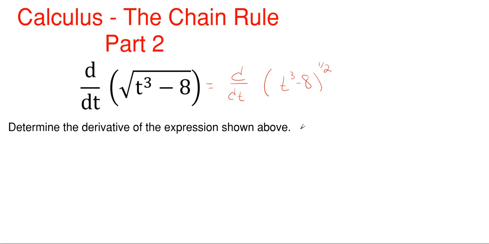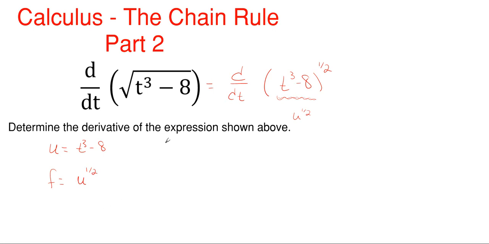So now I'm going to use the chain rule. In order to use the chain rule, I have to set up two variables. So I'm going to set up a u variable and an f variable here. U will be everything inside of my power, so that will be t cubed minus 8. And then my f is essentially everything else in terms of u, because what I have now is u to the 1/2 power. And that's what f is going to be. f is going to be u to the 1/2 power then.